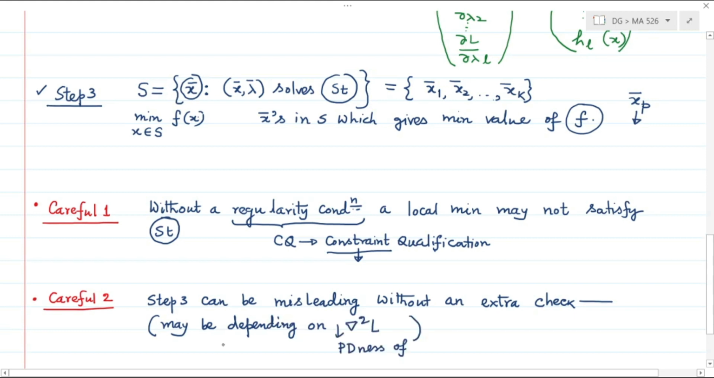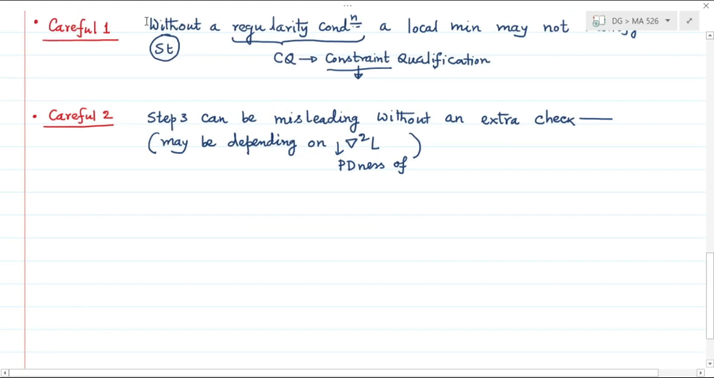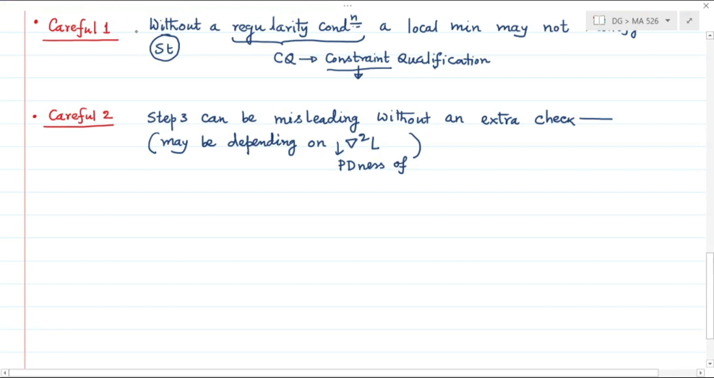For these two points, careful 1 and careful 2, let me consider a particular problem, and let me show you really that we need to be careful about the first and the second point, and if you are not careful, your answer might be wrong. For the first point, let me consider the following example. Example 1.